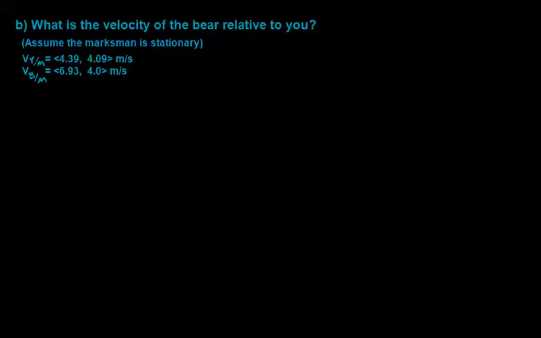So we've moved on to part B of our relative velocities problem, and part B says, what is the velocity of the bear relative to you? And that is important because the bear relative to you is a velocity we have not considered yet. The two other velocities that we were given were the velocity of you relative to the marksman and the velocity of the bear relative to the marksman. So this new velocity that we're being asked for is not relative to the marksman at all. It is the bear relative to you.